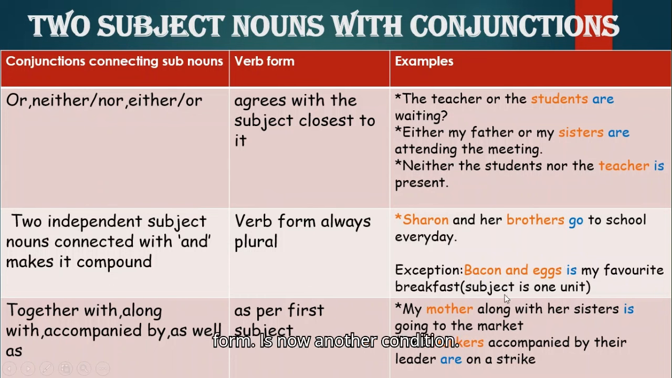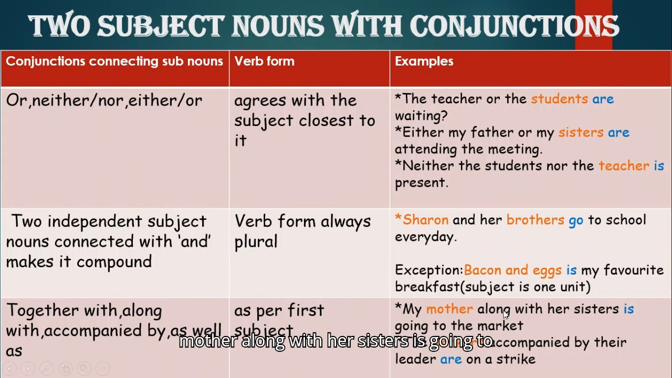Now another condition. We know that and connects two subject nouns and makes it a compound subject noun, hence we use plural. But in case these conjunctions are used, which can be confusing and look like and, like together with, along with, accompanied by, as well as, these do not make the subject nouns compound. This still means that the first subject is doing the job and the other one is going along with that. So the verb form is as per the first subject. Let's look at some examples.